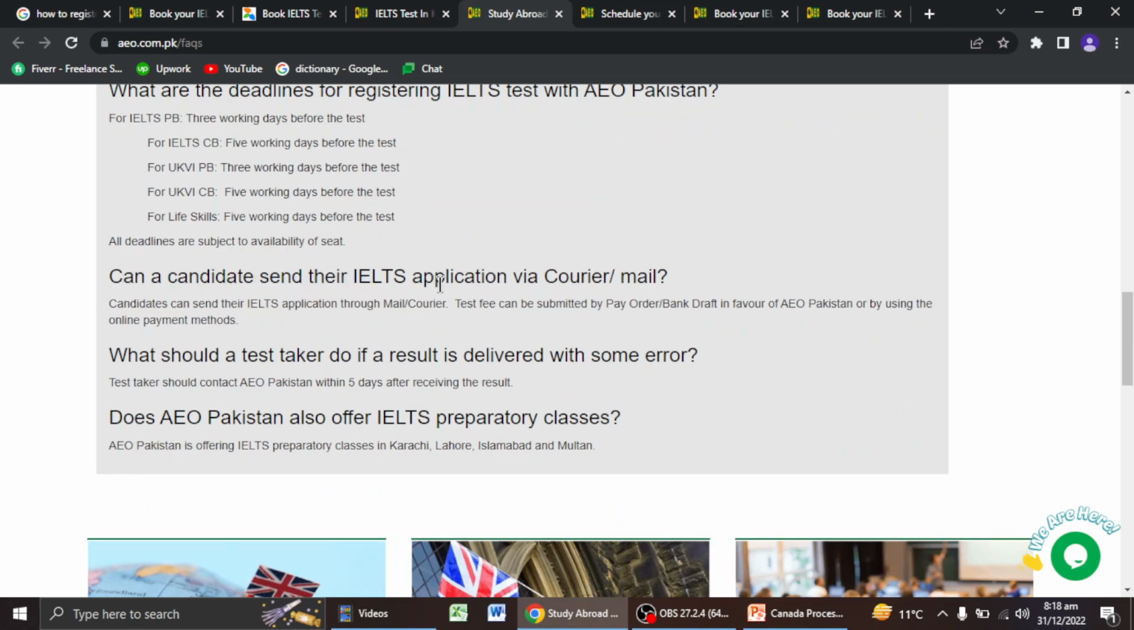So can a candidate send their IELTS application via courier mail? This can be done, but I would advise you to use the online methods if these are available to you.